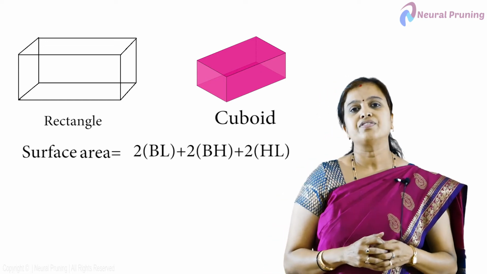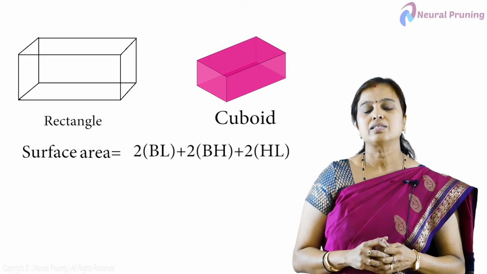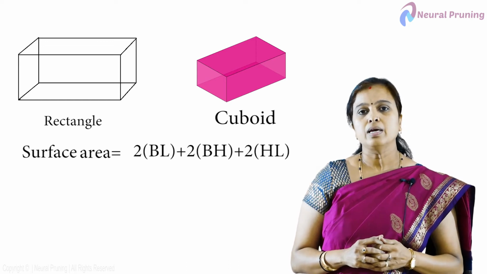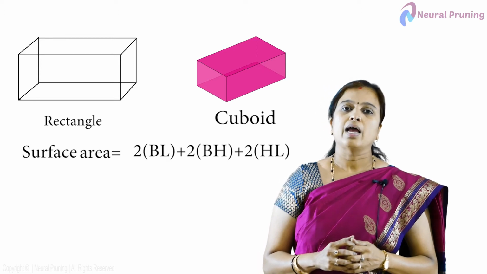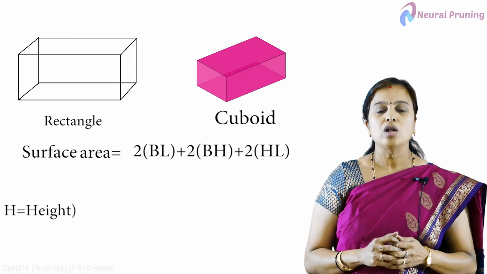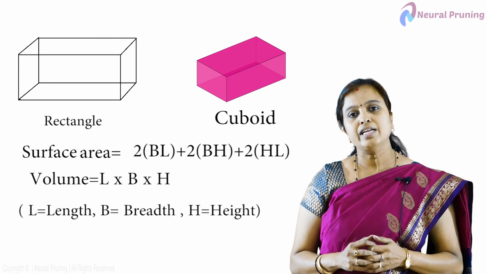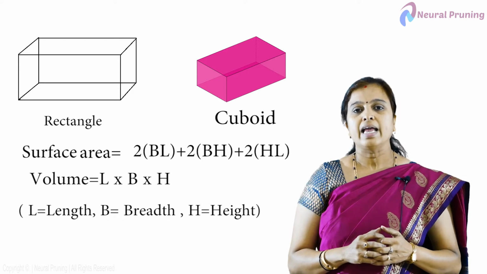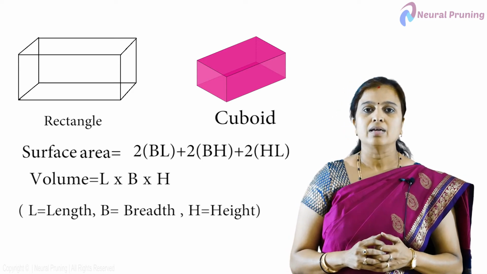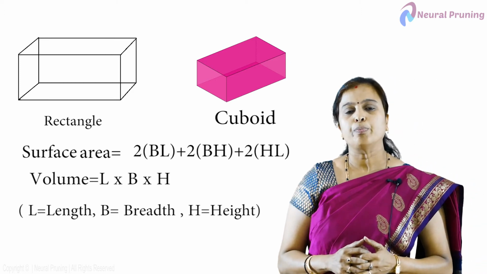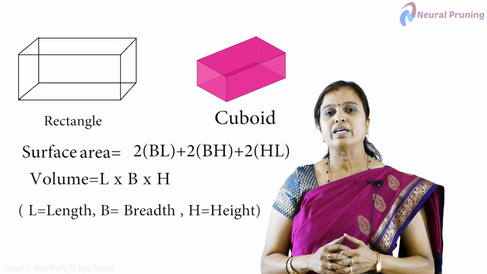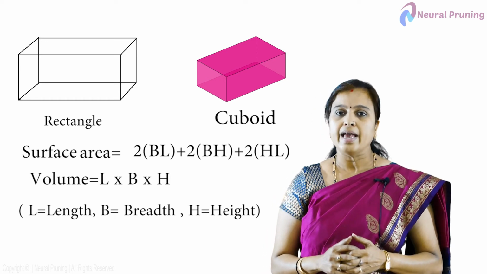So the total surface area of a cuboid can be written as twice (LB plus BH plus HL), and the volume is always area of the base into the height. So that is L into breadth into height. That is why the volume of a cuboid is L into breadth into height, which we can write as LBH.